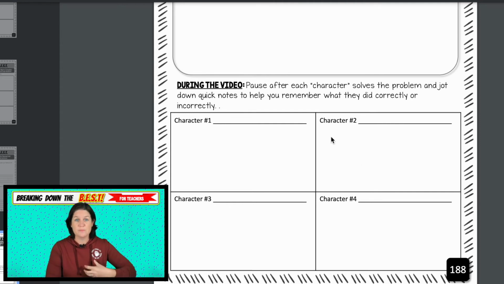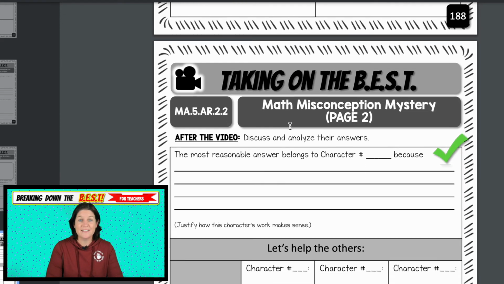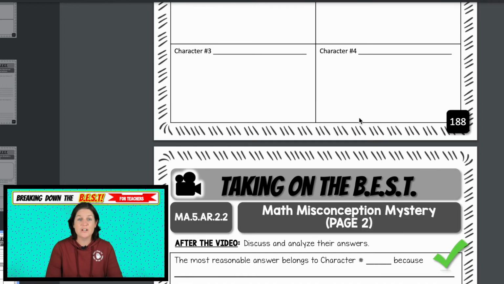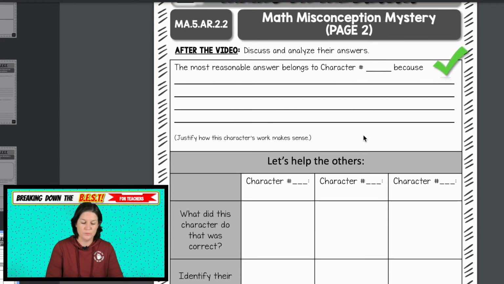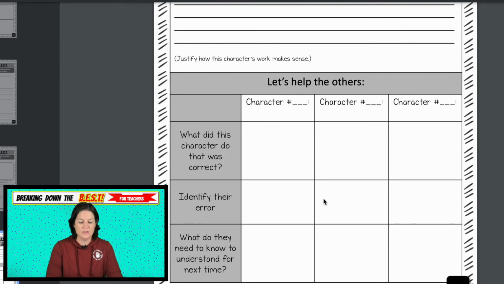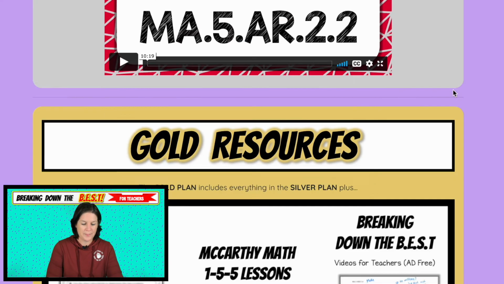Now these characters are just me dressed up in silly costumes, but it's a really fun way to analyze mistakes and error analysis. After the characters present their work, your students will then fill out this detective report, highlighting who is the correct character and helping the others, evaluating their work and showing them what they need to understand for next time. So that's the silver. Your answer keys are right there too.